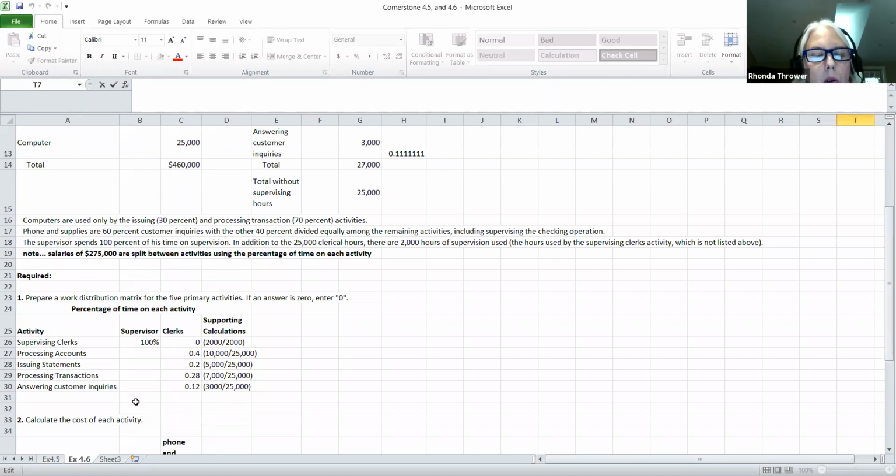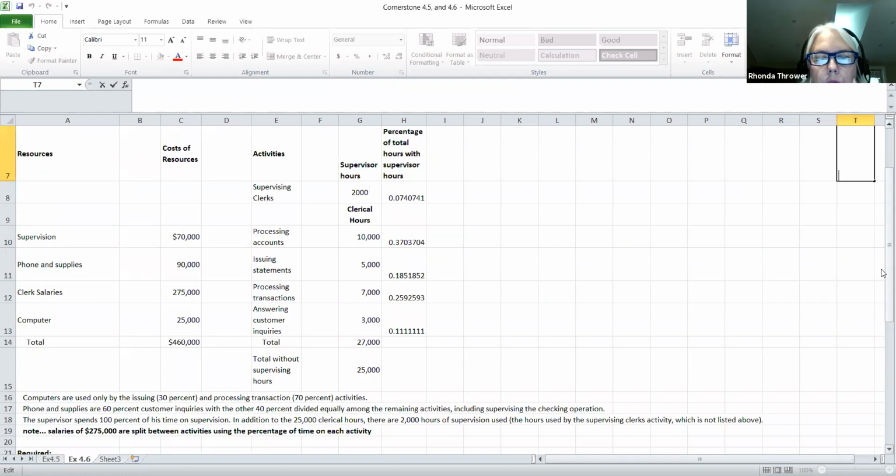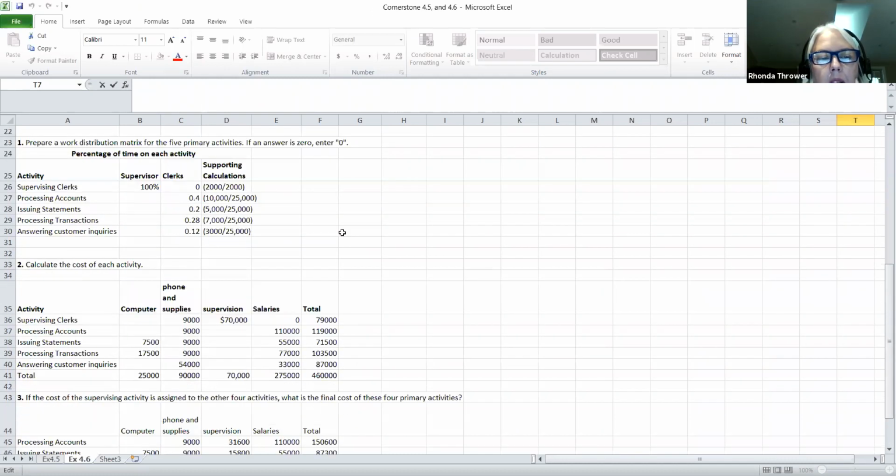For answering customer inquiries, it is 3,000 hours. They told us that amount here, divided by 25,000 hours. That would give you the time that is spent on each activity, which is 12% for answering customer inquiries. So we have the percentage of time on each activity calculated. Then they wanted you to calculate the cost of each activity.